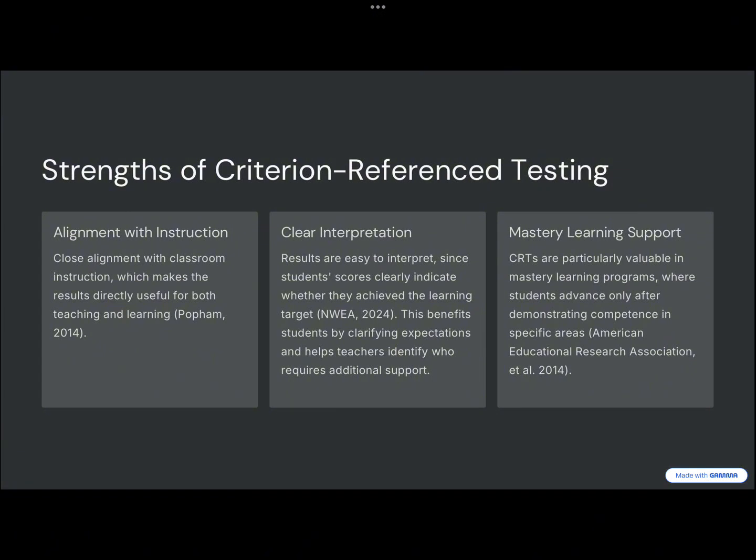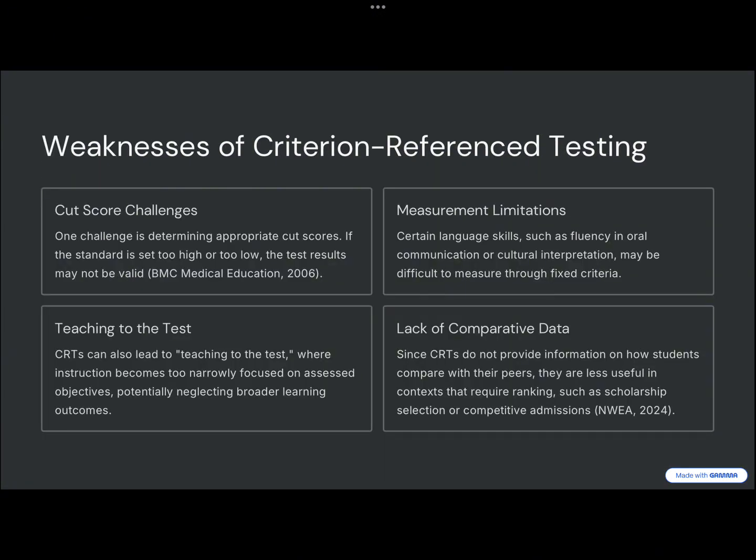So meaning, CRTs produce clear and straightforward results that show whether students have met the learning standards instead of providing a vague overall score. They indicate mastery of specific skills or objectives. This clarity helps students understand what is expected of them and what they need to improve, while teachers can easily see who needs additional help. As a result, CRTs promote transparency in learning goals and make assessment feedback more meaningful and actionable. And now let's move on to the weaknesses.